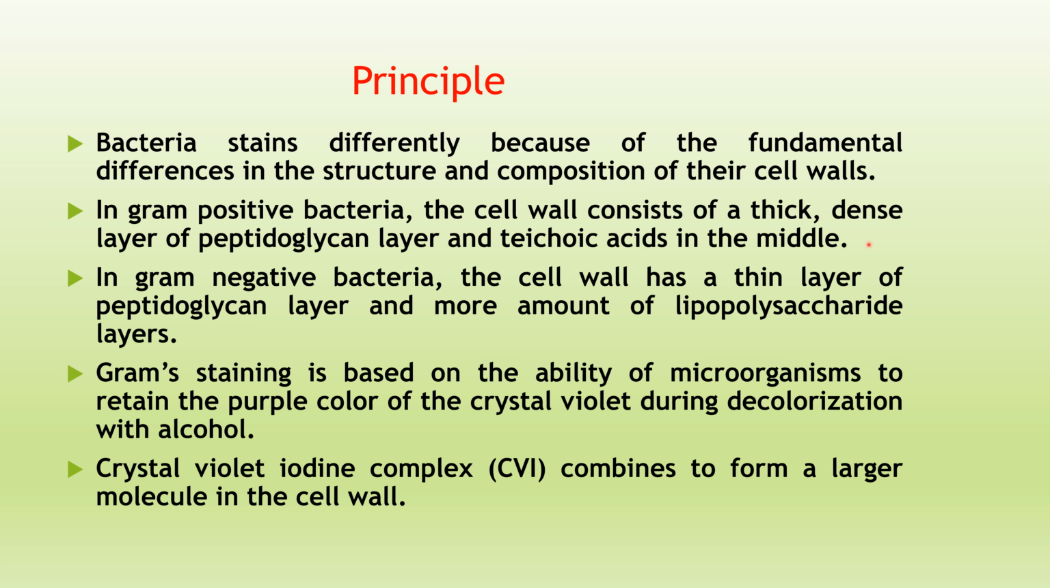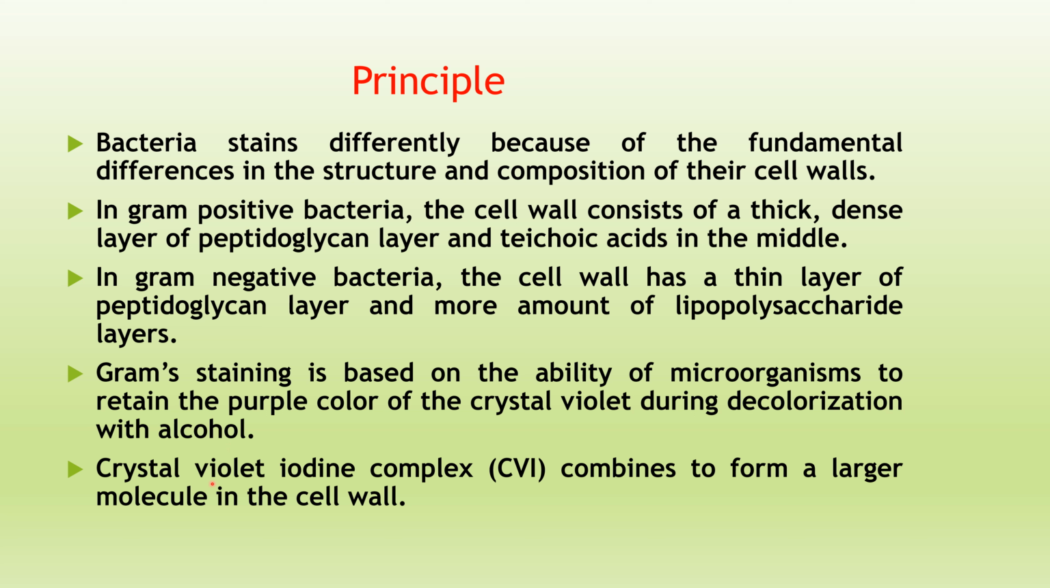In gram negative bacteria, the cell wall has a thin peptidoglycan layer and a larger amount of lipopolysaccharide layer, which can be easily dissolved. Lipopolysaccharide can be easily dissolved during the decolorization process. Gram staining is based on the ability of microbes to retain the purple color of the crystal violet during decolorization with alcohol. So their gram nature depends upon the color they take up, whether crystal violet or safranin.